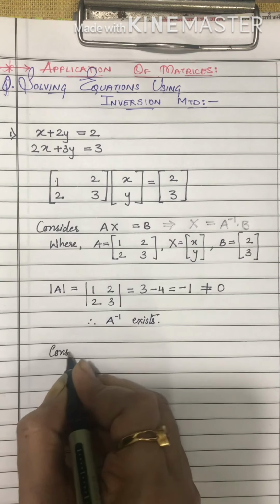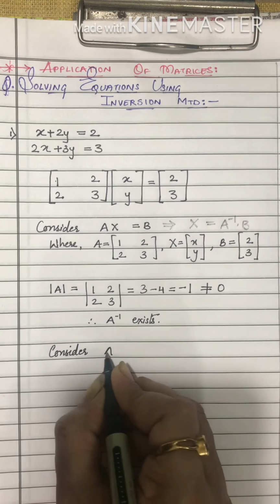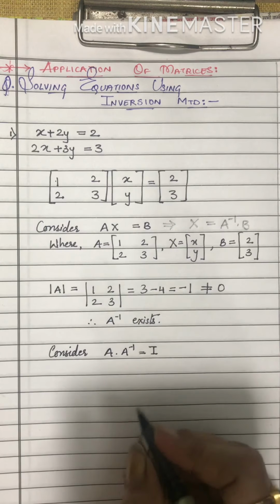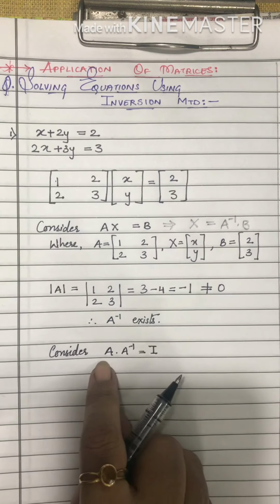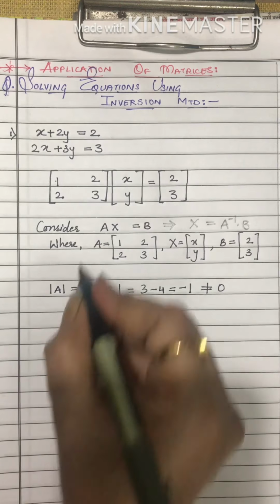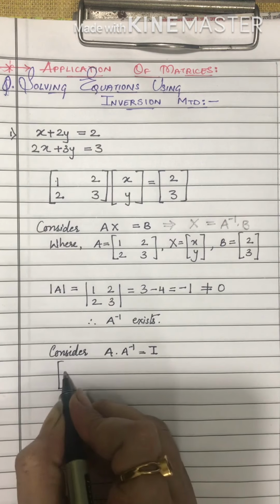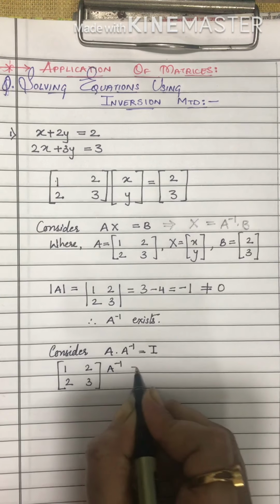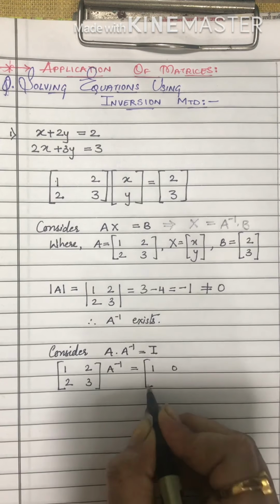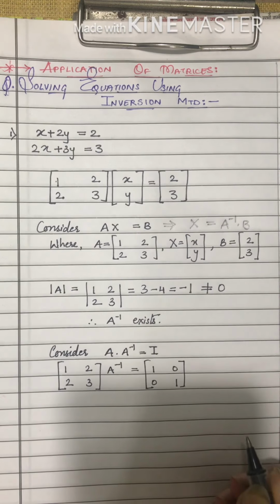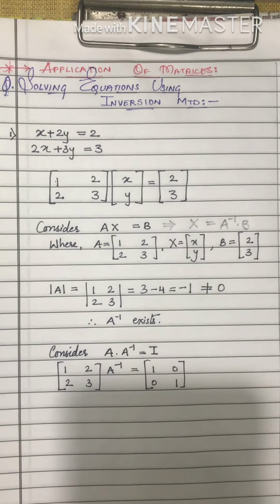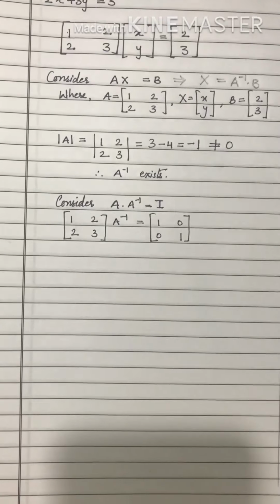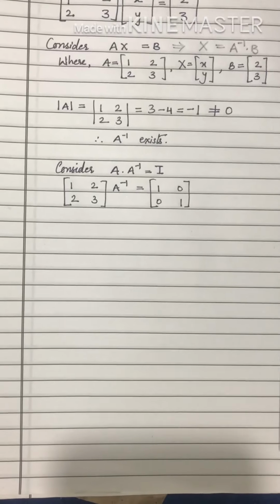Further, I say, now consider A into A inverse is equal to I. Now what I'm trying to do is find out A inverse here. Matrix A we will write here, [1 2; 2 3] into A inverse is equal to the identity matrix of 2 by 2 order, which we will take here. Now I'm going to take help of row transformation so that I get the A inverse value in this sum.